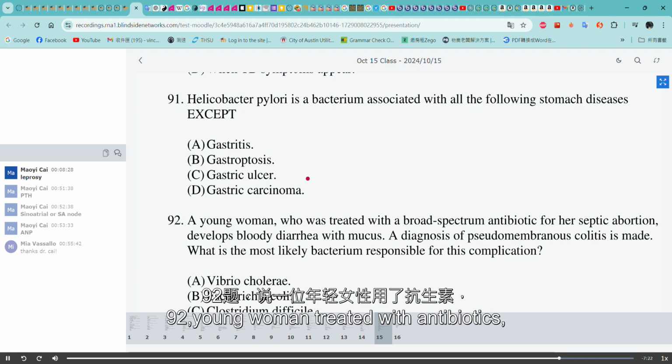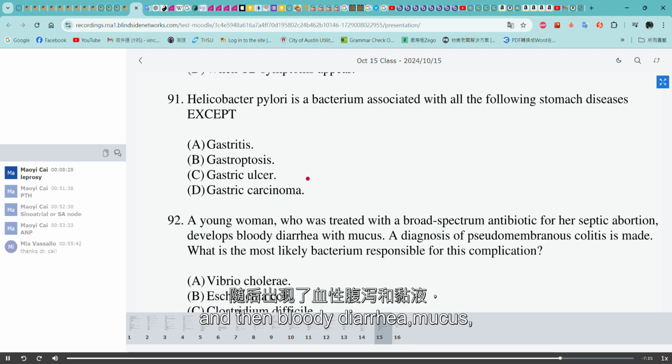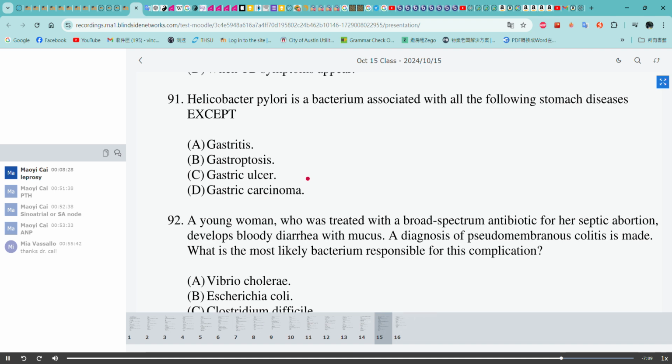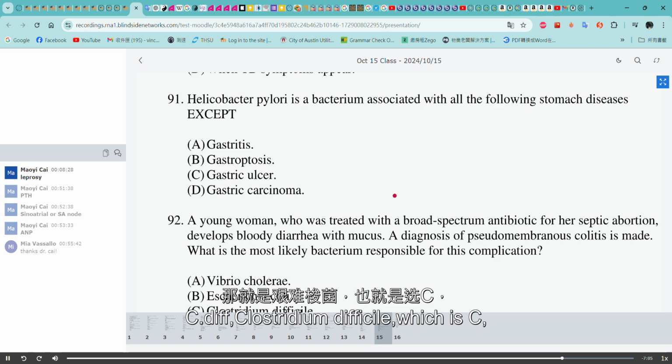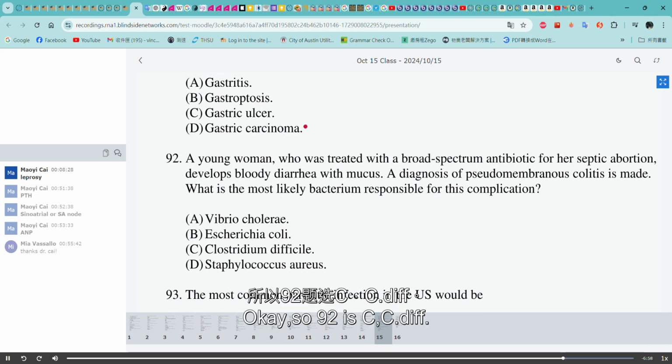92, a young woman treated with broad-spectrum antibiotics suddenly has abdominal pain and then bloody diarrhea with mucus. Wow, that's antibiotic-associated pseudomembranous colitis. What's the name of the bacteria? We mentioned that before, right? C. diff, Clostridium difficile, which is C. So 92 is C.